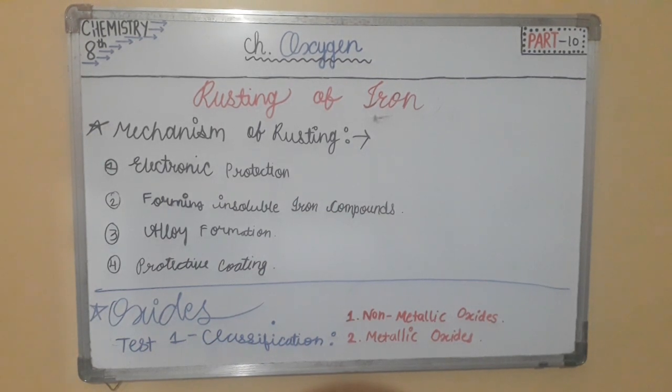Second classification, type 2 classification. First is normal oxides, second is peroxides, third is superoxides, fourth is suboxides, and fifth is mixed oxides. Now we will learn them in detail.